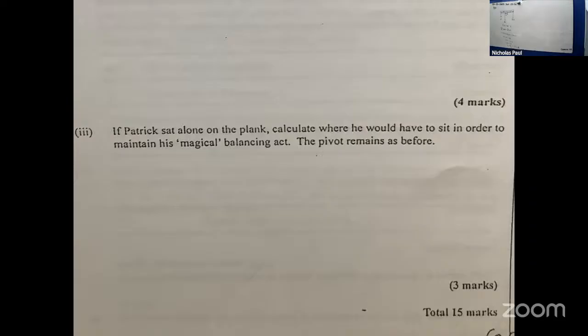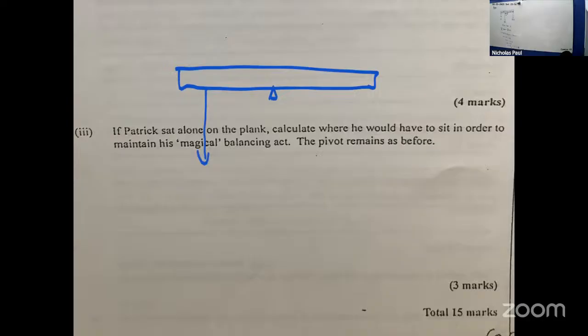Right, so number one, you must have a diagram. Number one, let's see if we can fix up the diagram now. So Patrick sits alone on the plank. How heavy is he? 500. Calculate where he would sit in order to maintain it.